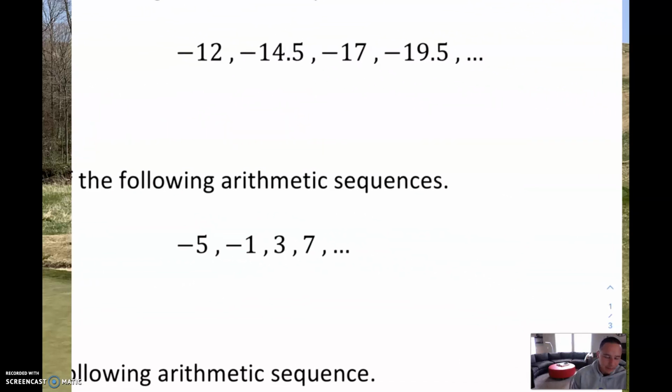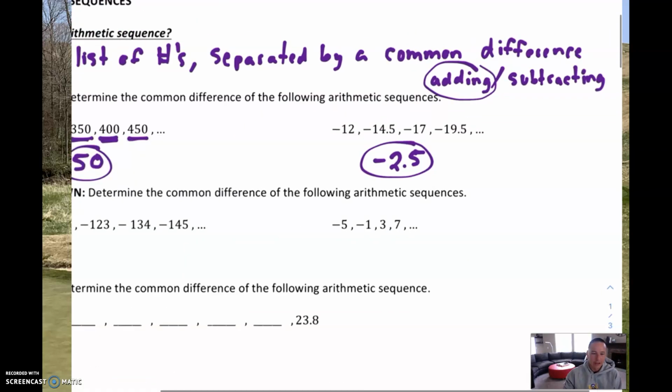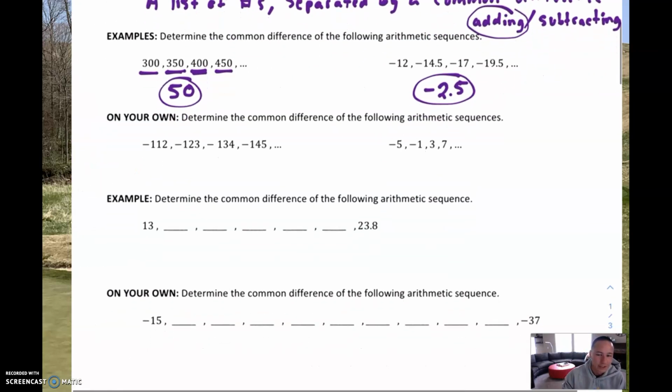For the next one, it's going from negative 12 to negative 14.5. So it's actually subtracting, so your common difference will be negative. And how much is it going down by? It's going down by 2.5 each time. So there is your common difference. Go ahead and try the next two on your own. I'll give you about 7 seconds of wait time to do those.